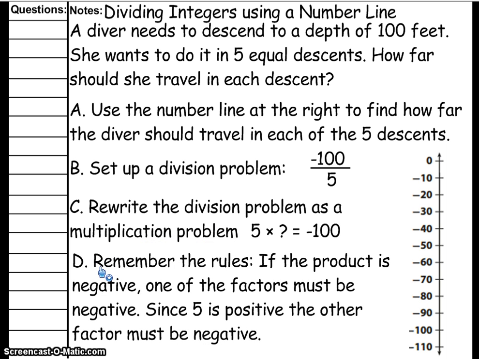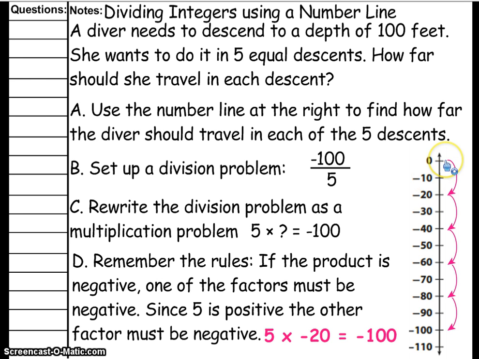You must remember the rules. If the product, which is the answer, is negative, then one of the factors must be negative. And since 5 is a positive integer, the other factor must be negative. So 5 times -20 will equal -100. Looking at our number line, if you start at 0, she will need to travel in groups of 20 feet in order to dive 100 feet in 5 equal descents.